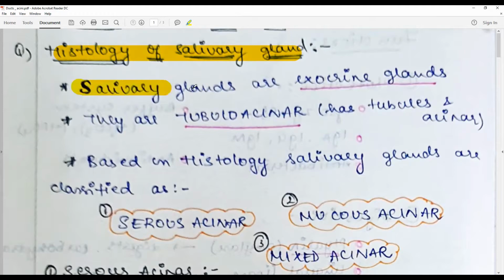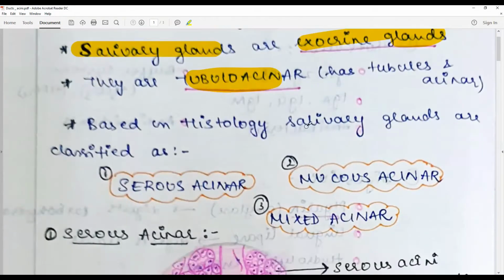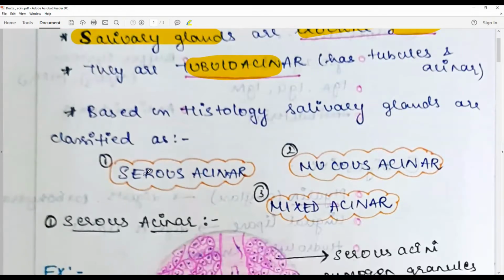Start with this. The salivary glands are exocrine glands. They are tubular-acinar, meaning they have tubules and acinar structures. Based on histology, salivary glands are traditionally classified as serous acinar, mucous acinar, and mixed acinar. Depending upon the question, you lead further. I will give today an overall view.